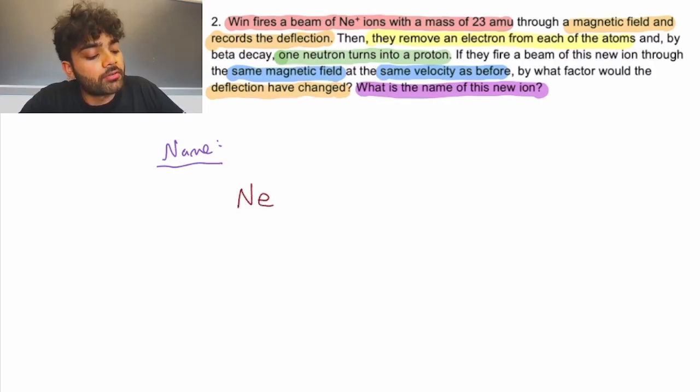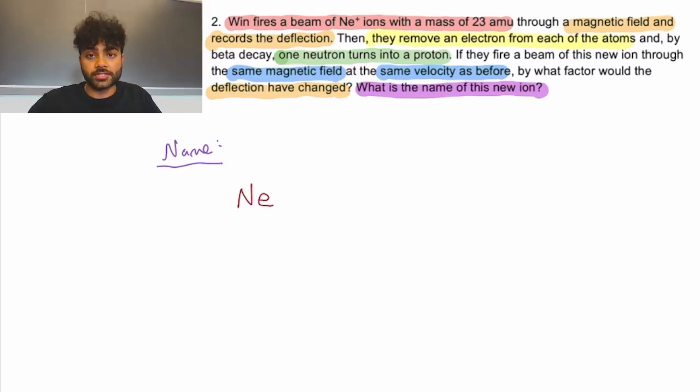So we start by writing the periodic table symbol for our element. So we have neon, which is Ne. Now, in the top right, we place our charge. So here we are told we have a charge of plus, which is shorthand for a 1 plus charge. And in the top left, we are going to put the atomic mass. So we are told that that's 23 AMU. And that gives us how we name our atoms.